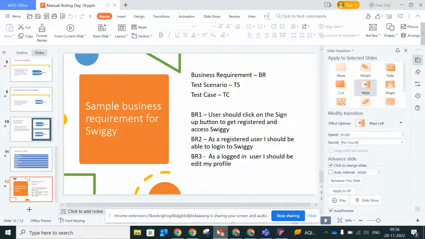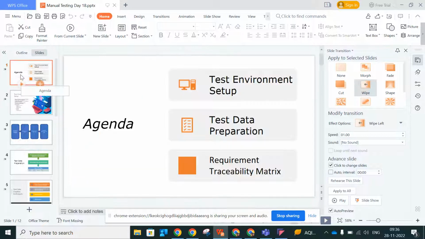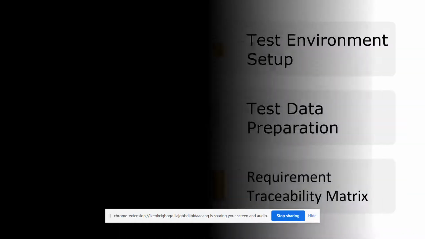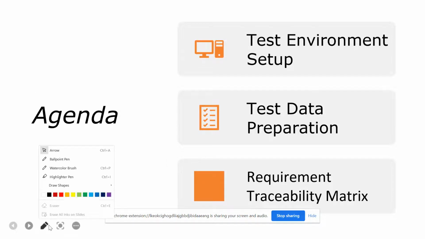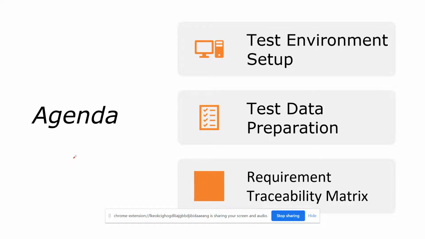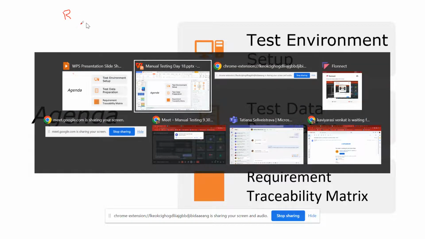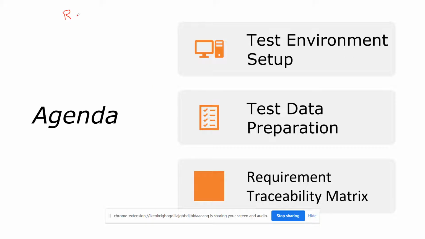Okay, so today we'll be seeing the test environment setup. In STLC, what are the phases? Can anyone tell me what the phases in STLC are? The first was requirement analysis, right? In requirement analysis, we saw how to create a test scenario using requirements, and how we prepare a requirement list or an epic, right?